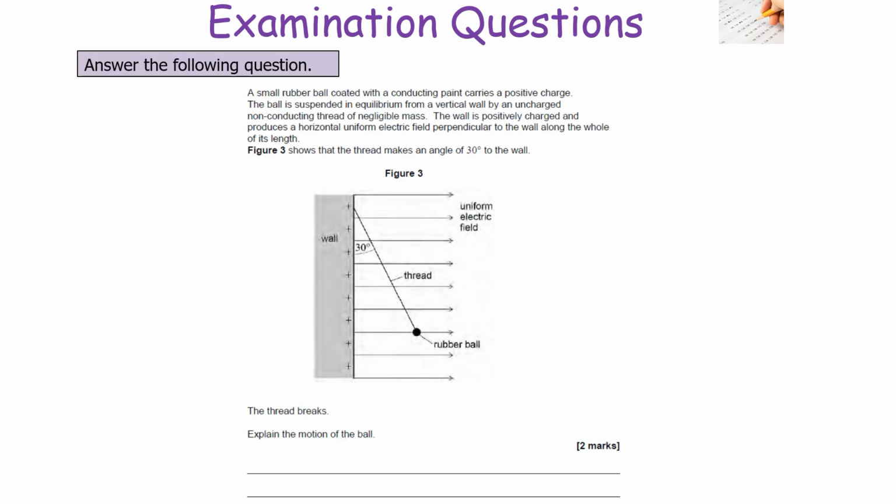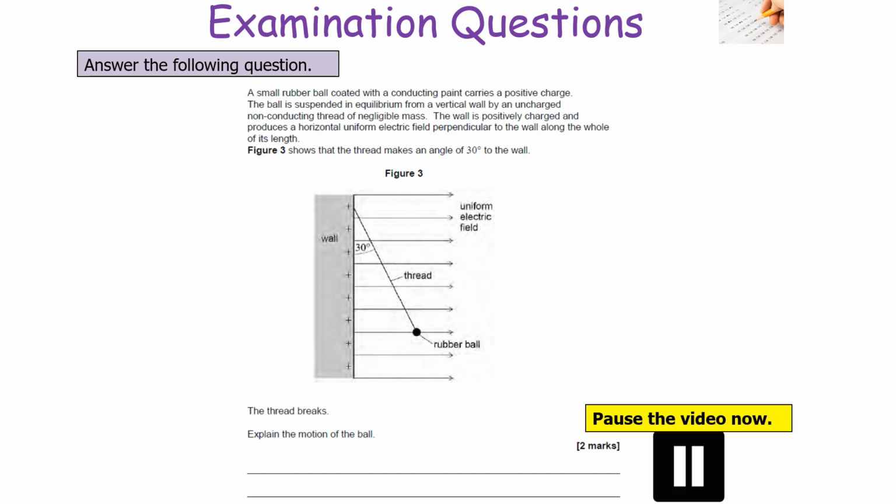The next question says, a small rubber ball coated with a conducting paint carries a positive charge. The ball is suspended in equilibrium from a vertical wall by an uncharged non-conducting thread of negligible mass. The wall is positively charged and produces a horizontal uniform electrical field perpendicular to the wall along the whole of its length. Figure 3 shows that the thread makes an angle of 30 degrees to the wall. The thread breaks. Explain the motion of the ball. So pause the video now, then unpause the video when you want to go through your answer.